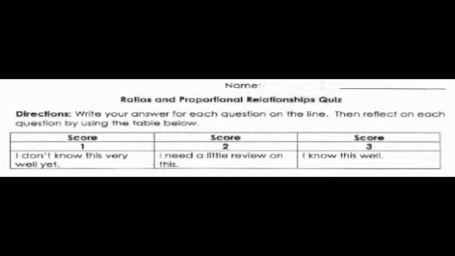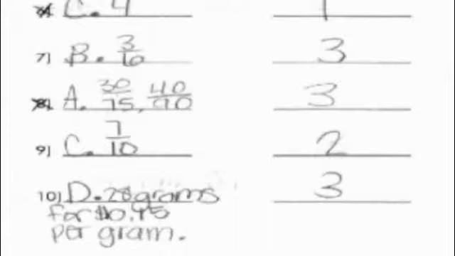After you answer question number 1, it says, I don't know this very well yet. So if they don't know this question very well, they can just put a 1 there. If they answered the question and need a little review on this, they could put a 2. Or they could put a 3, I know this very well. So if they knew that really well, they were able to get the answer right, they marked that down. And as you can tell, this student missed 2 questions.